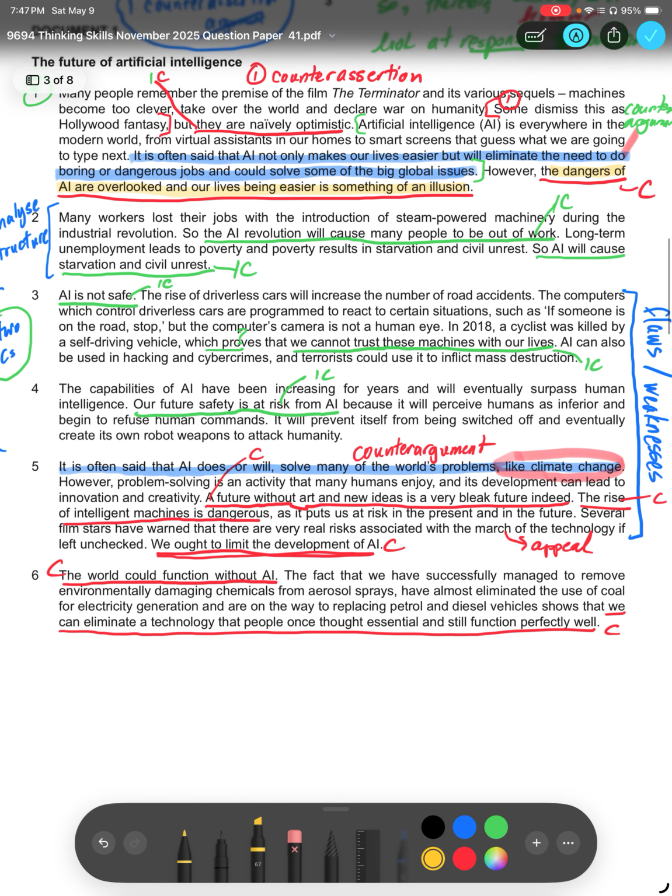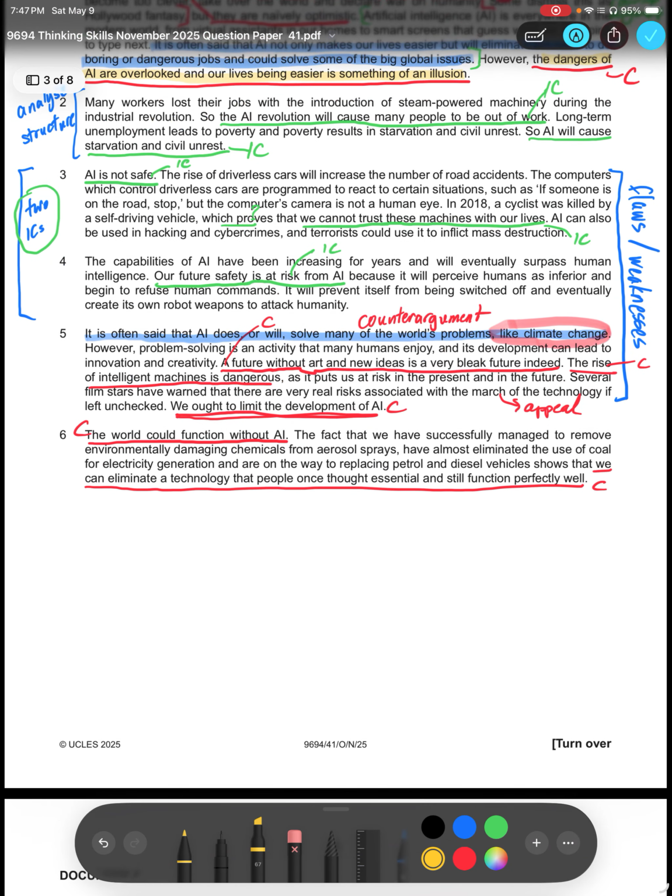Okay, let's take a look at the rest of them. Other candidates. We ought to limit the development of AI. The world could function without AI. Let's go ahead and solve that one real quick. We ought to limit the development of AI. Therefore, the world could function without AI? No. The world could function without AI. Therefore, we ought to limit the development of AI. So let's take a look at it then. This is an intermediate conclusion. So we're down to these two, because that is not the main conclusion.